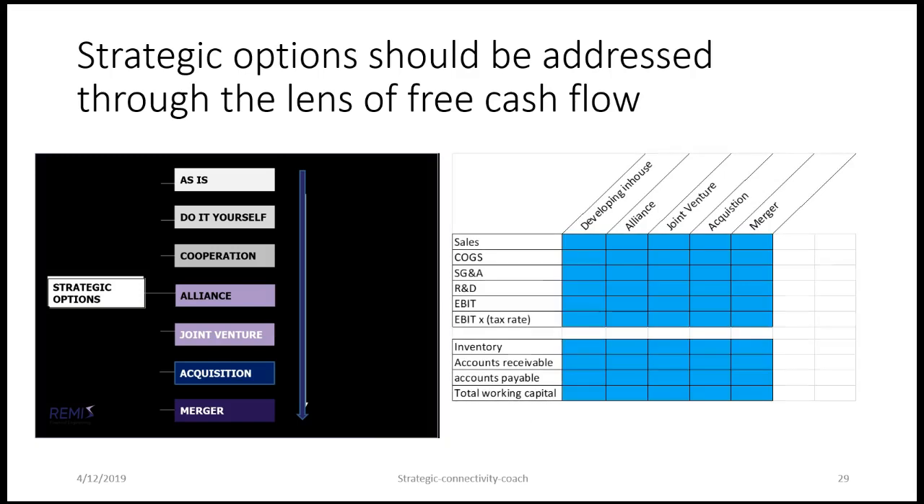So here, where you want to think about it, obviously there are different strategies you can have. You can have developing something in-house, or you can have an alliance, you can have a joint venture. You can have acquisition and merger. For each one of them, you want to ask yourself, if I do that, what is going to happen to my sales? What is going to happen to my cost of goods sold? Because you have to at least be able to estimate the impact on EBIT and inventory and accounts receivable and accounts payable. That's going to allow you to create the incremental cash flow.